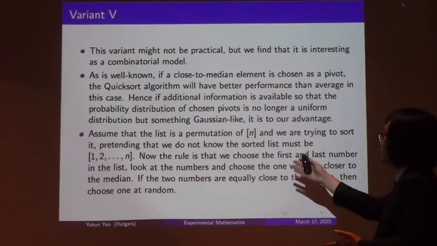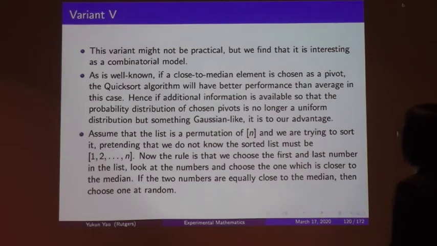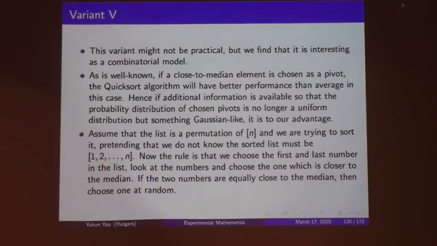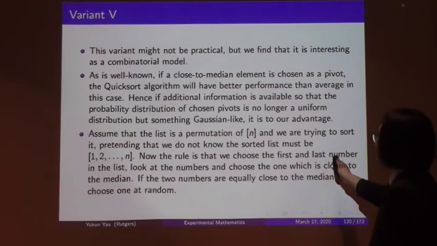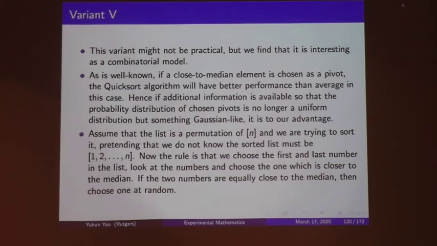So let's assume the list is already a permutation of n, but of course we pretend not to know that the sorted list is from 1 to n. So now the rule is that we choose the first and the last number in the list. We look at the numbers and choose the one which is closer to the median. If they are equally close to the median, then we choose one at random.